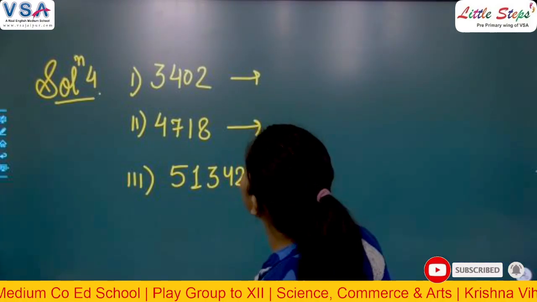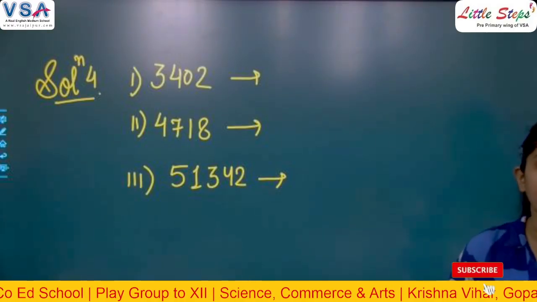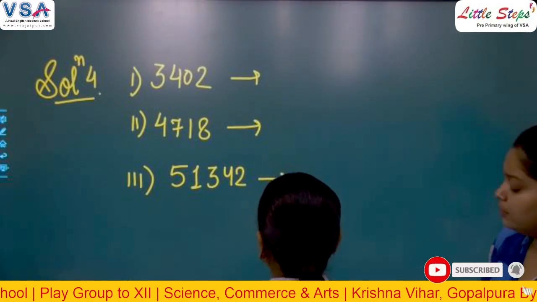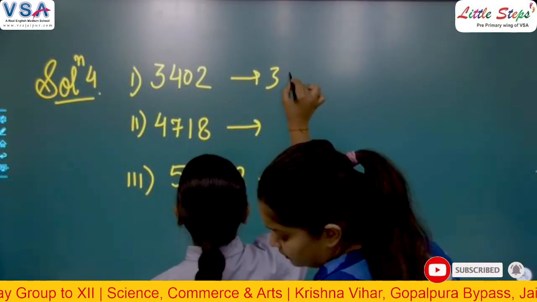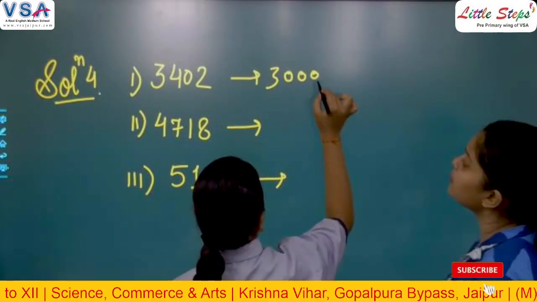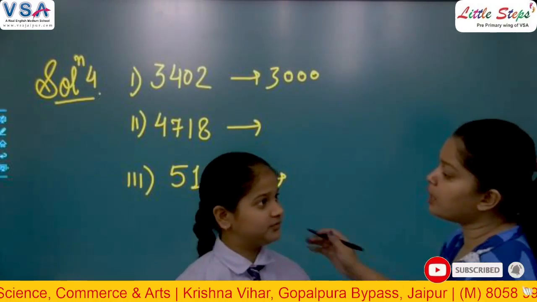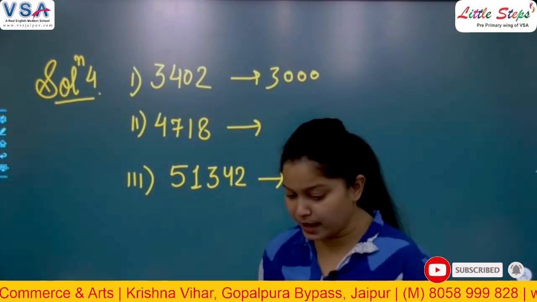As we have to round off these numbers by 1000, how many zeros are there? 3. Okay. So the answer of 3,402 is 3,000. Very good, Samriddhi. Yes, Janvi, come.